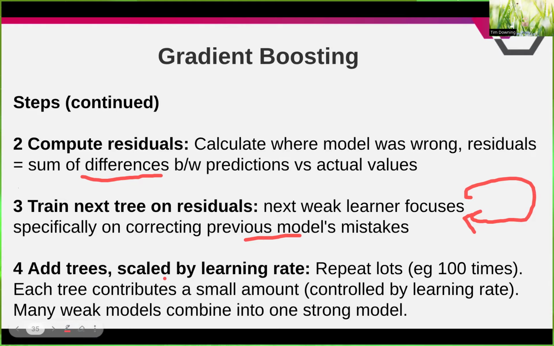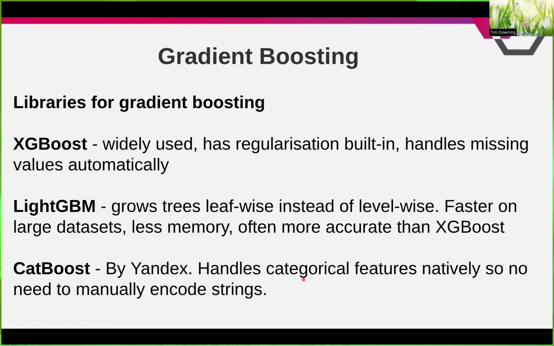We then add trees scaled by the learning rate. So you repeat this many times, and each tree contributes a small amount controlled by this rate of learning. And this means that weak models can combine into one strong model.